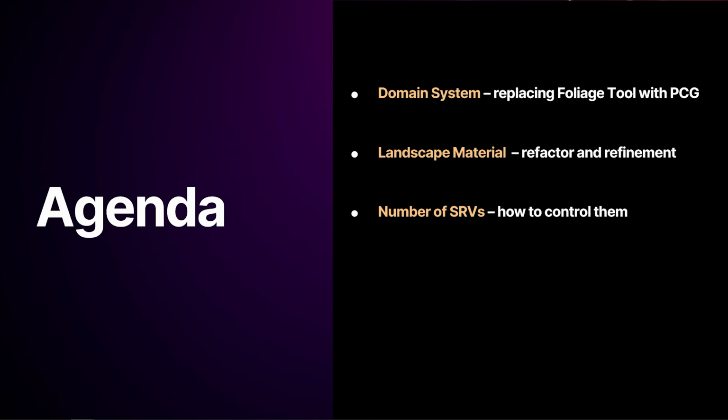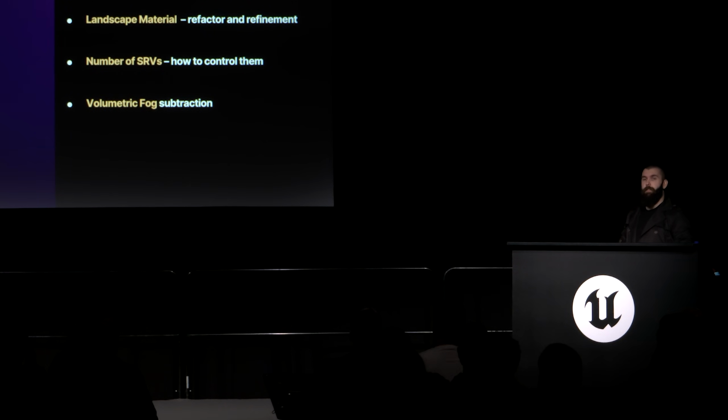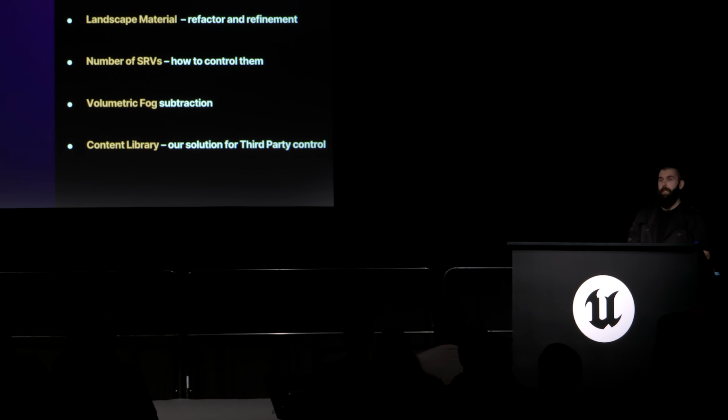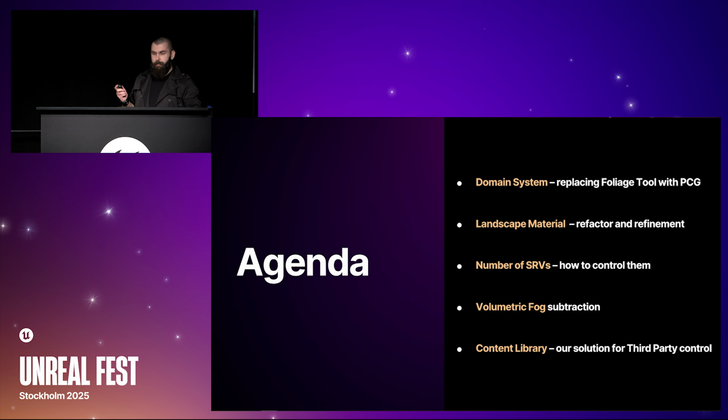Third one will be somewhat of an obscure topic to content designers and technical artists, and that's the number of SRVs, and generally the topic of SRVs themselves, or shader resource views: how to control them, what creates them, and how to diagnose them. Next one, we'll talk about the volumetric fog subtraction system, which I'm pretty excited to tell you more about. And the last but not least will be a content library system, our own custom solution to control and manage the third-party assets creep in your own production projects.